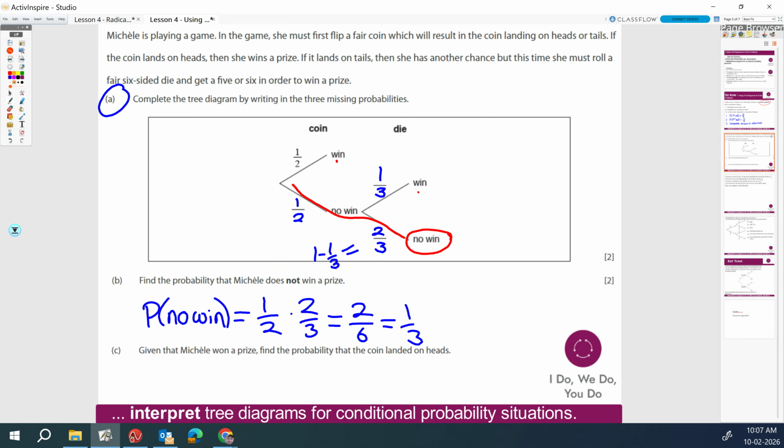Given that Michelle won a prize, find the probability that the coin landed on heads. So what this one is asking is that we know she's won a prize, but we want it to be that one, not this one. And we know that this didn't happen. Discuss with the person next to you how you might solve this particular problem. Take a couple of minutes for yourself, and then I'll do it on the board.